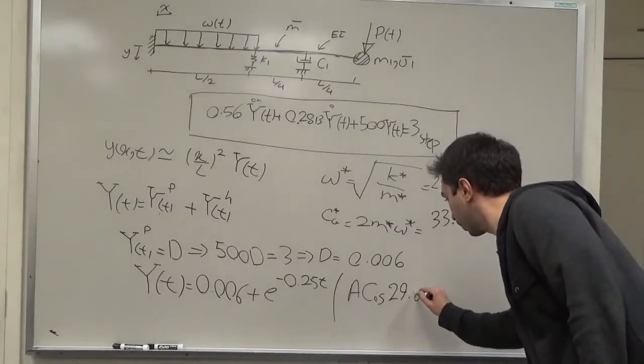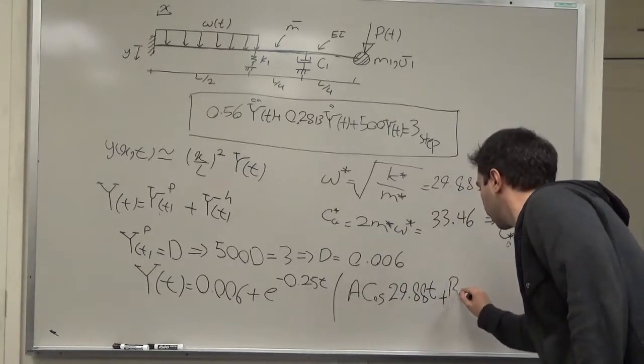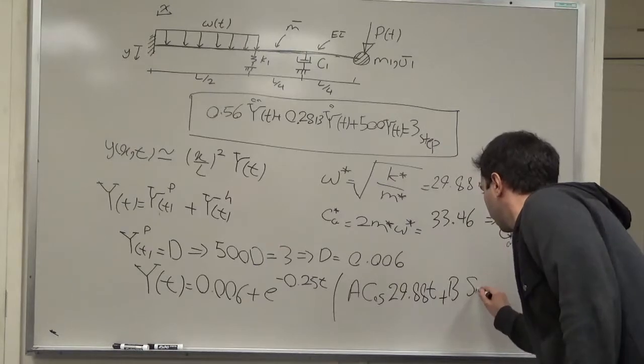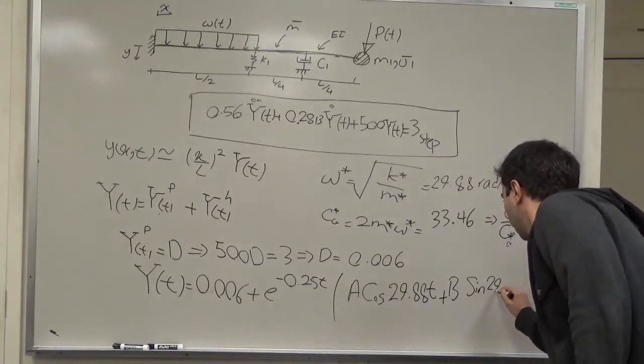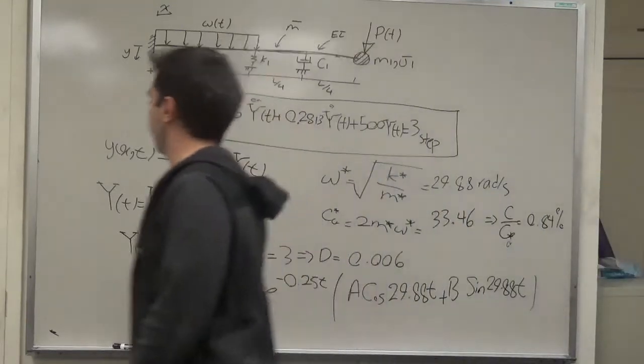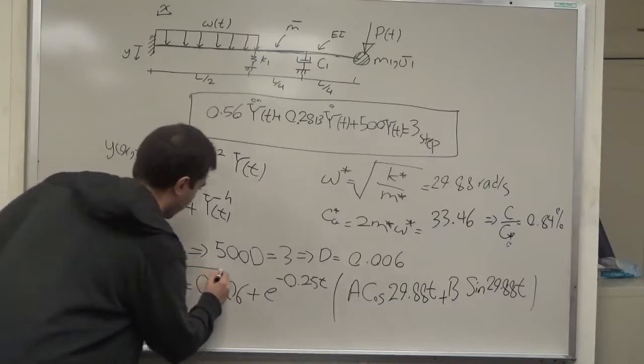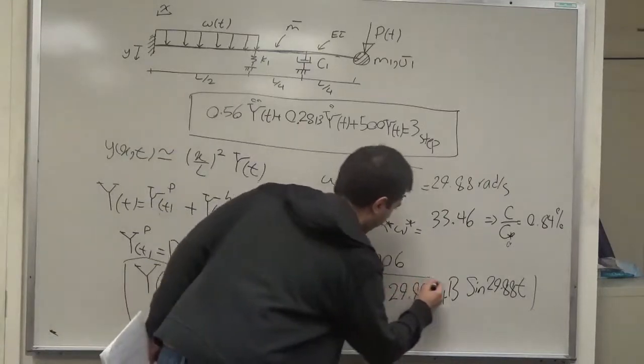So it's 29.88 t plus another constant times the sine of 29.88 t. So that is the solution. Put it in a box. And let's erase everything else except that box and the upper box.